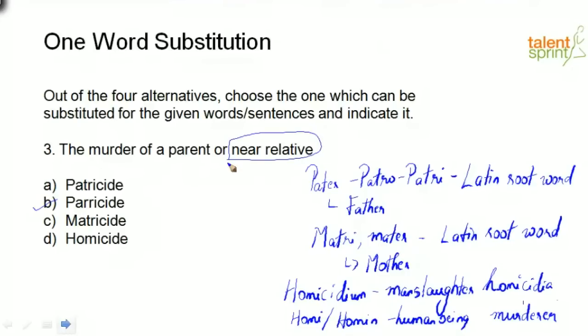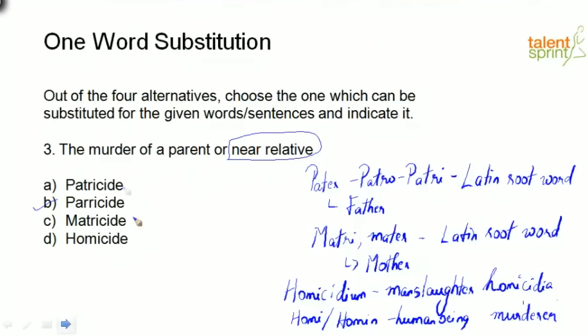Right? So the answer here is parricide, because parricide is the only thing that can exclusively connect to a near relative apart from a parent. Homicide just says general, no? It doesn't say necessarily a near relative. Very clearly, parricide is the only option where you can include the killing of a father, a mother, or other near relative.